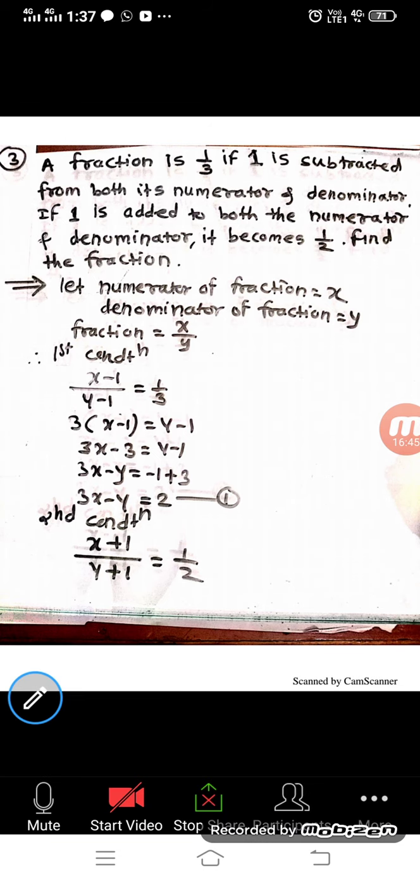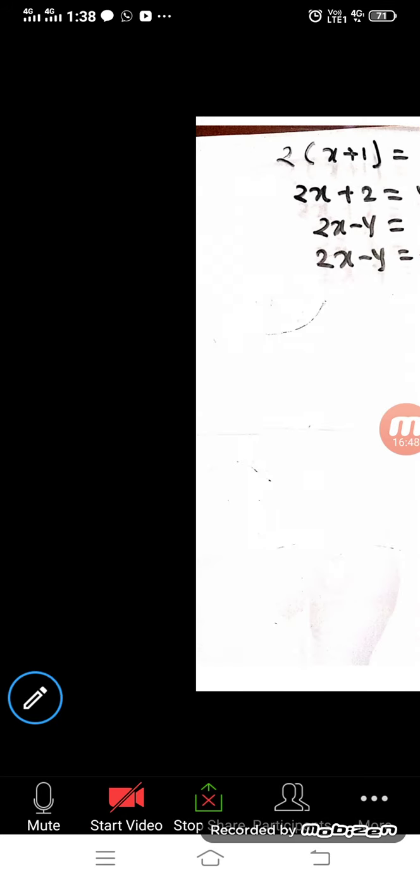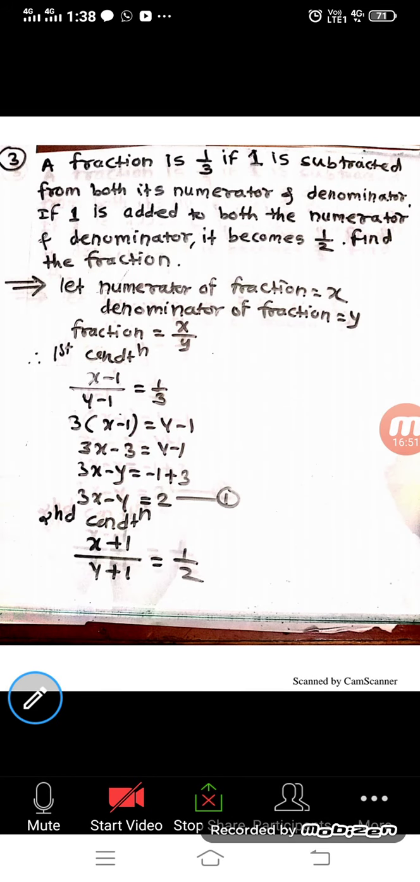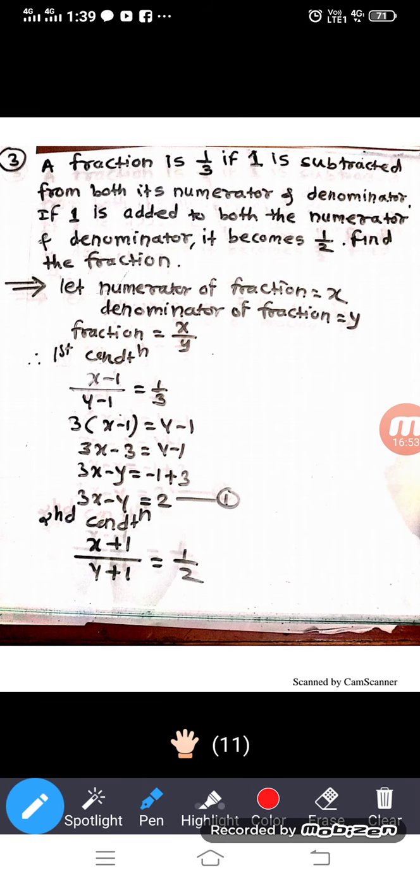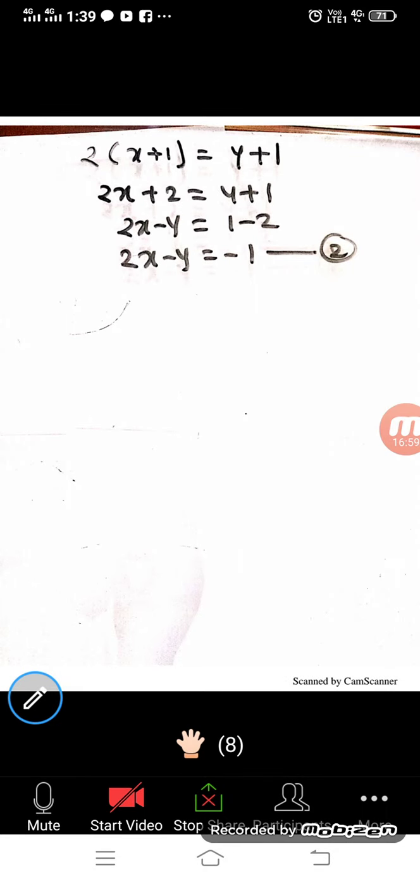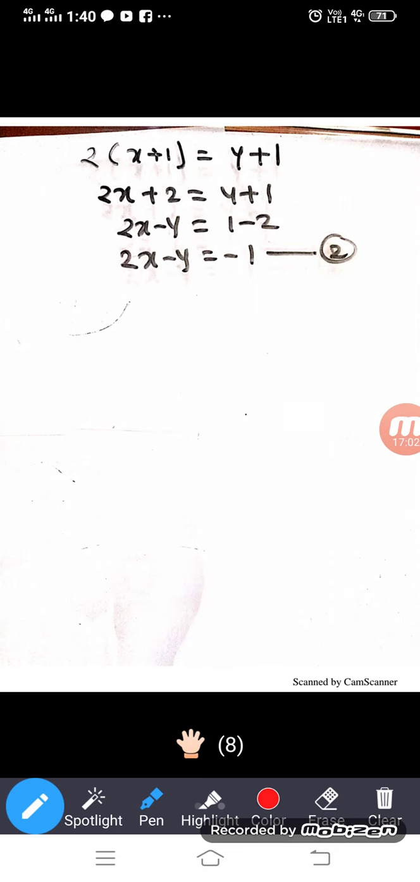Here also cross multiplication. Then we get second equation. Write down here. Then 2 multiply x plus 1 and y plus 1 multiply 1. Then we get 2 in bracket x plus 1 is equal to y plus 1. 2 multiply x plus 1, 2 into x is 2x, 2 into 1 is plus 2, is equal to y plus 1. Y goes on this side, we get 2x minus y is equal to 1 minus 2. 1 minus 2 is minus 1. Then we get equation number 2, 2x minus y is equal to minus 1.